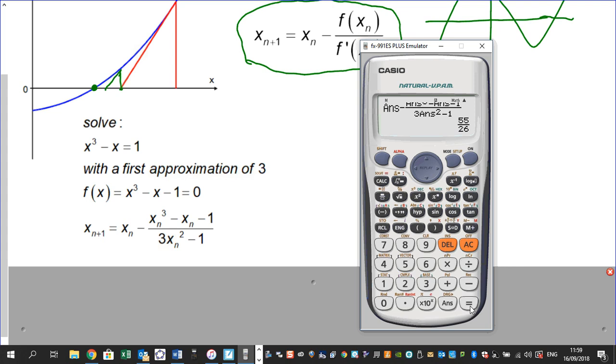When I press equals, the calculator will do that calculation with the value of 3, and it generates the next guess. And now I just press equals, and it keeps repeating the calculation but with the new answer. It's tremendously clever, and it seems to settle about there. And then lastly, I've just got to give it to the accuracy that was asked in the question.